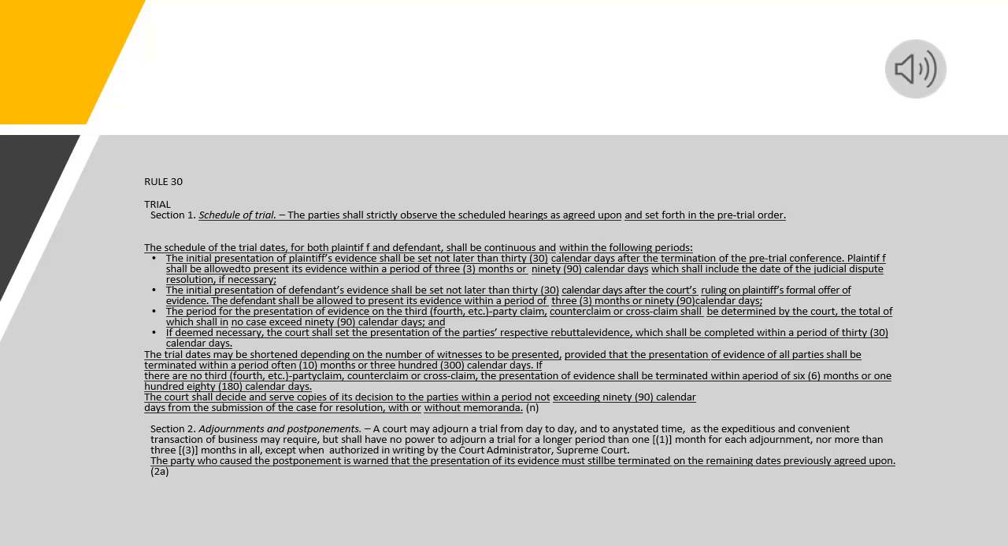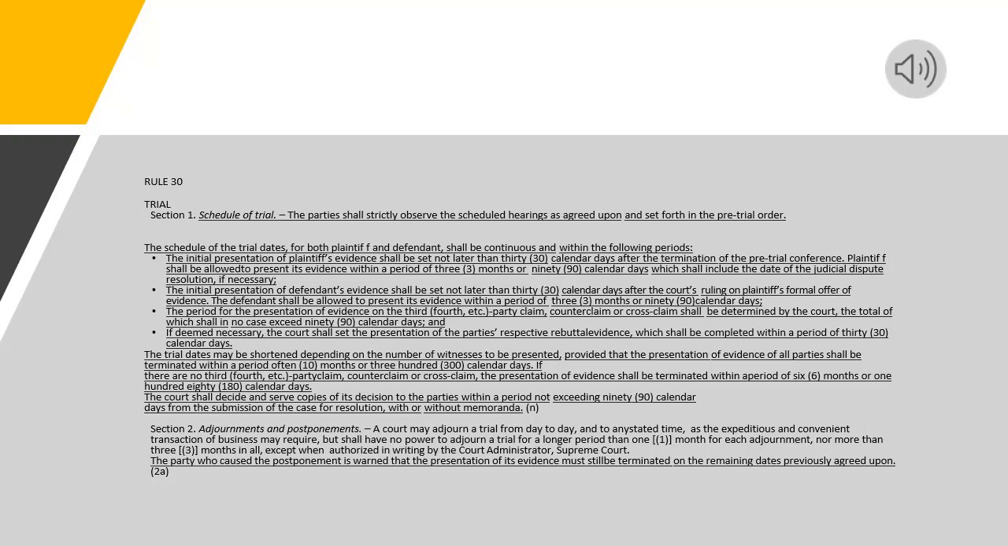The period for the presentation of evidence on the third, fourth, etc. party claim, counterclaim or cross-claim shall be determined by the court, the total of which shall in no case exceed 90 calendar days, and, if deemed necessary, the court shall set the presentation of the parties' respective rebuttal evidence, which shall be completed within a period of 30 calendar days. The trial dates may be shortened depending on the number of witnesses to be presented, provided that the presentation of evidence of all parties shall be terminated within a period of 10 months or 300 calendar days.